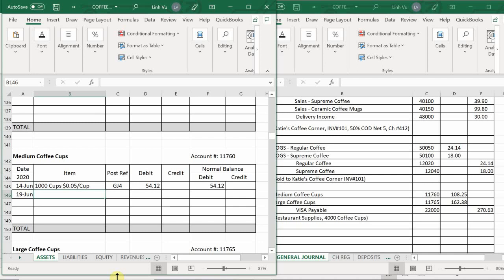So we buy medium one. So we buy 2,000 for the 50 cent, 0.05 cent equals 5 cent.